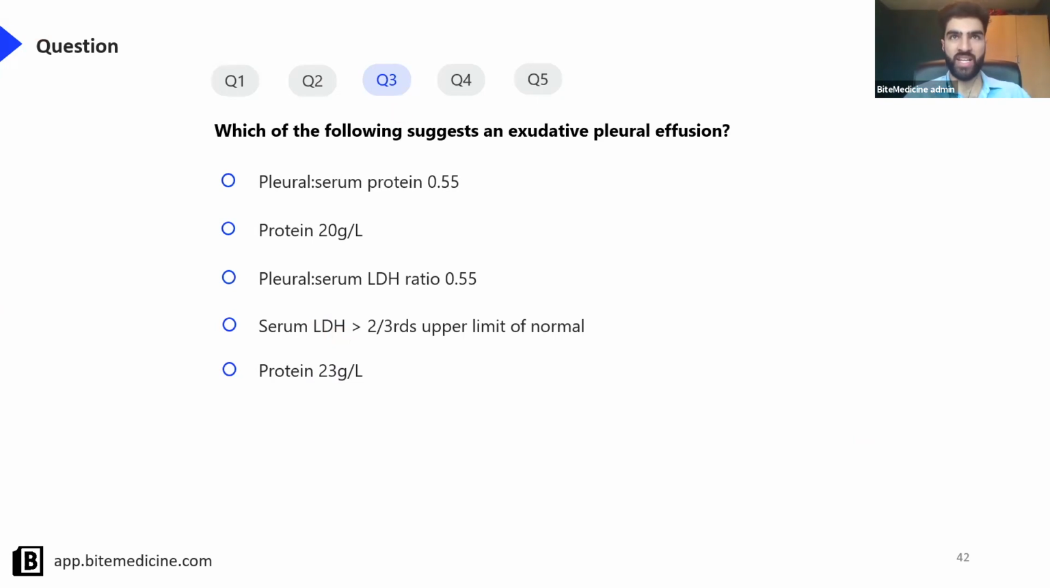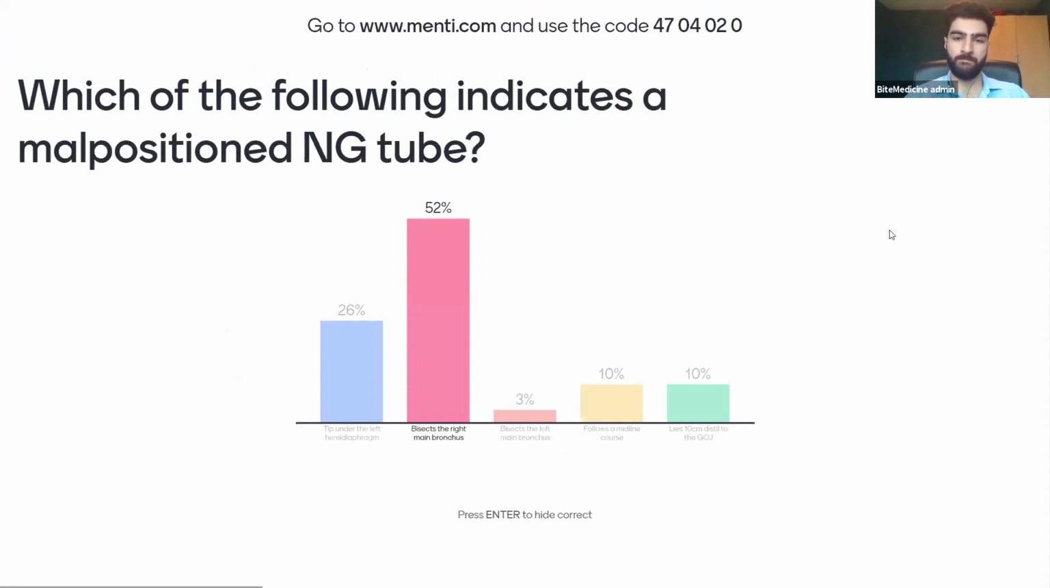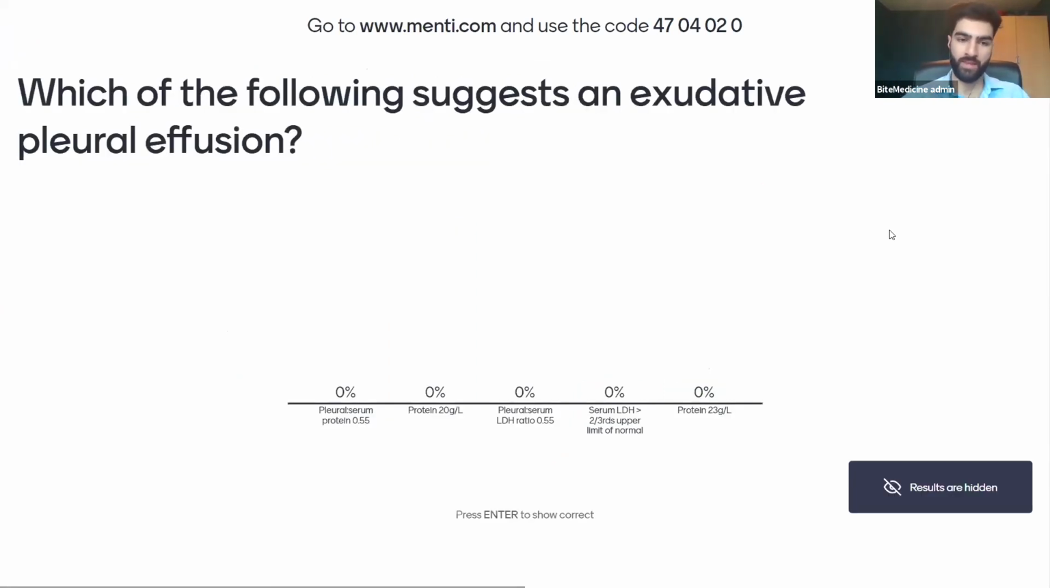So this is a bit of, I guess, more pathology for you. Which of the following suggests an exudative pleural effusion? This is something you need to know for your exams, mainly for your SBAs. They won't really ask this in OSCEs.